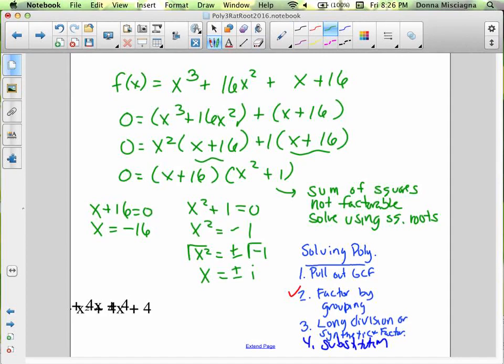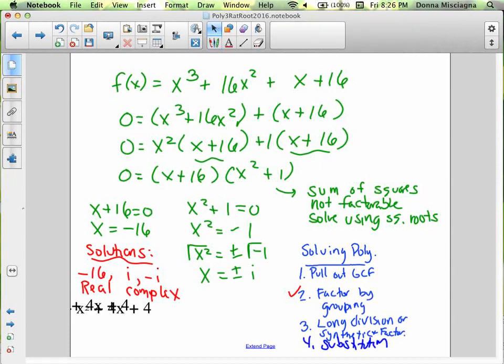So our solutions are negative 16, i, and negative i. Right? Only one of them ends up being an x-intercept, of course the negative 16, but we do have the three solutions there. Two of them are complex. So here's our real solution, and here's our complex solutions.